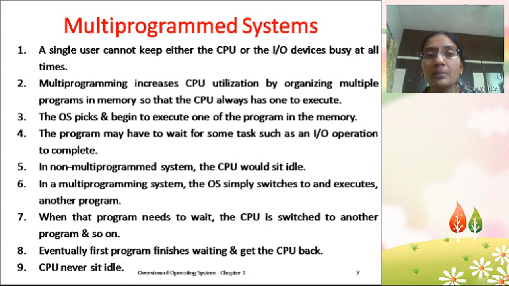In multi-programming, multiple programs are stored in memory and executed. The operating system will pick and begin to execute one of the programs in memory, and the program may have to wait for some task such as an I/O operation to complete. In non-multi-program systems, the CPU will sit idle. But in a multi-program system, the OS will simply switch to execute another program when the first one is performing an I/O operation. When the second program is executing, it may also require I/O, so again it needs to wait. The CPU will be switched to the third program, and so on.